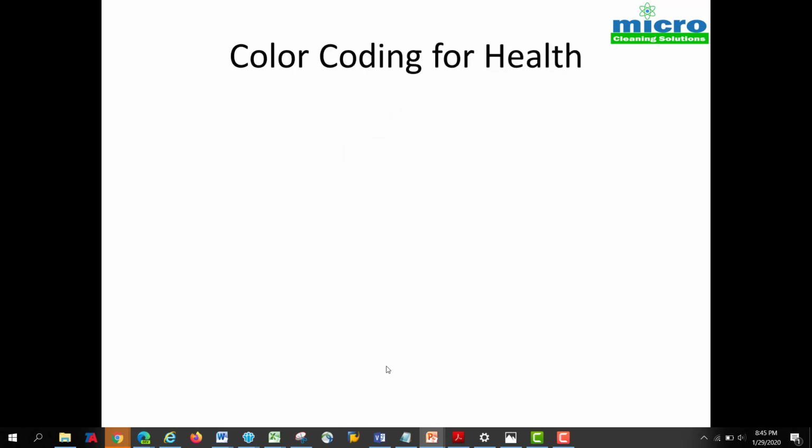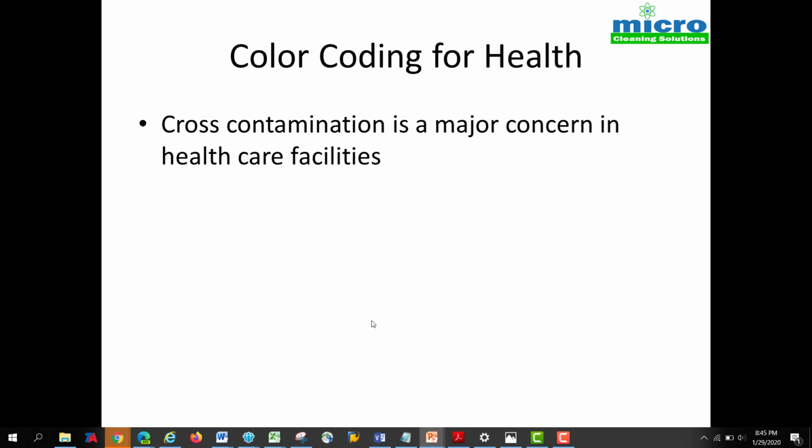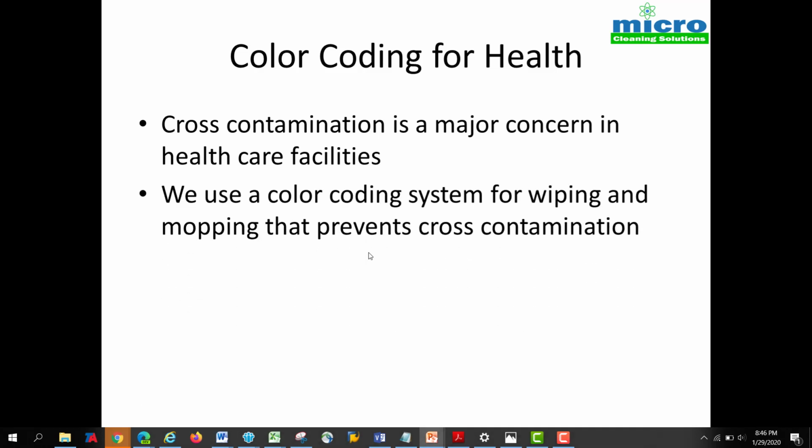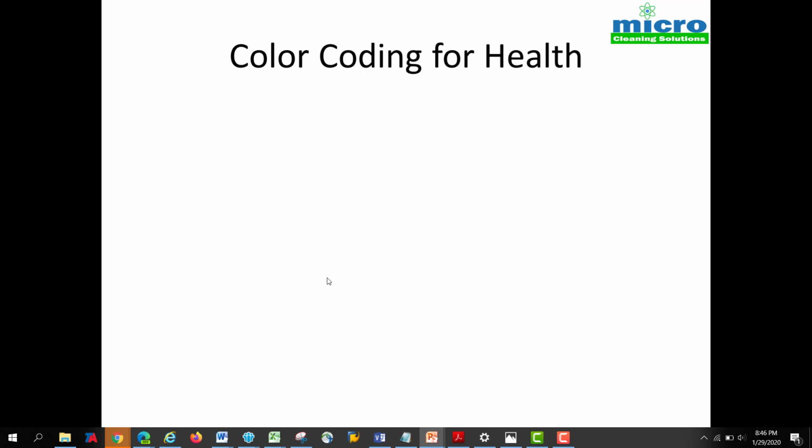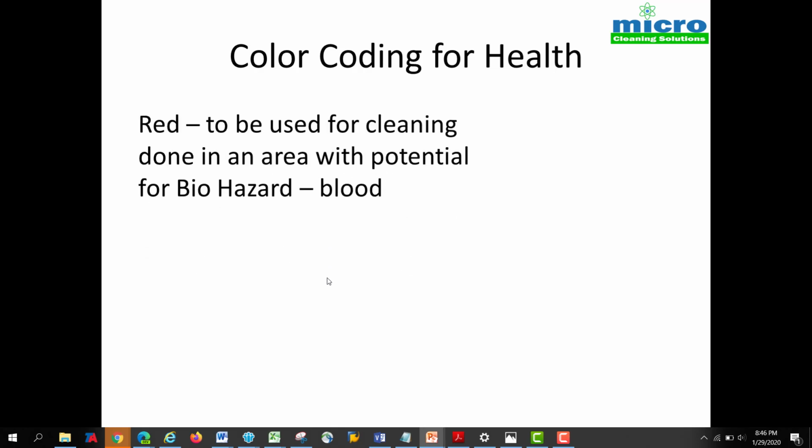Color coding is an important cleaning method to prevent cross-contamination and the transmission of germs. Cross-contamination is a major concern in healthcare facilities. So, when cleaning, we use a color-coded system for wiping and mopping that prevents this. Color coding for health includes the use of special colors to clean different surfaces.